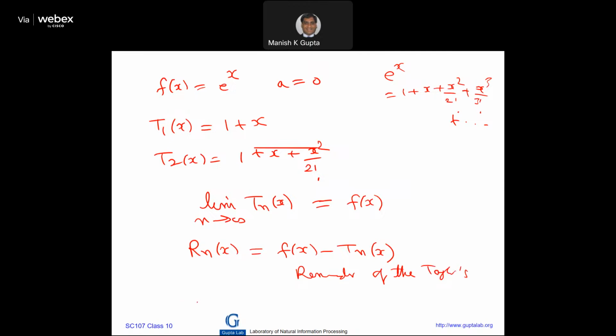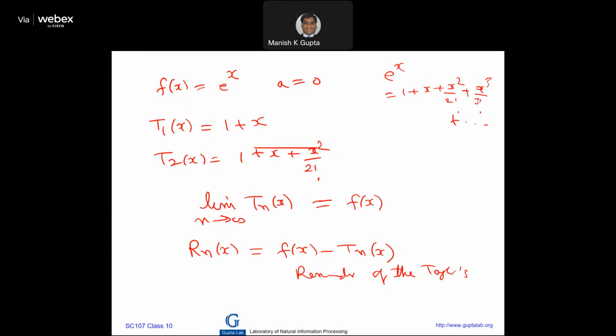Now, actually, we can show that. If we can show that this limit is equal to 0, as n tends towards infinity, if this remainder after n terms goes towards 0, then what will happen? This will converge toward f of x, right? So, we have the series expansion.